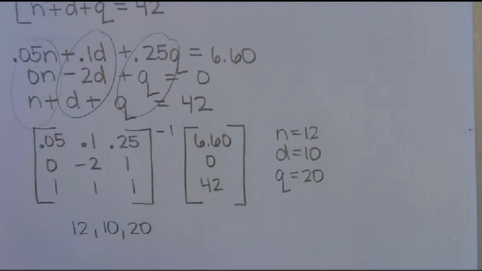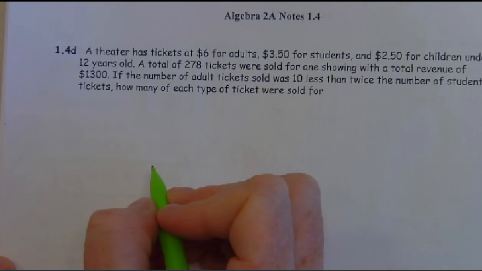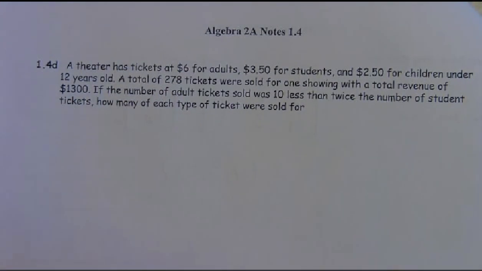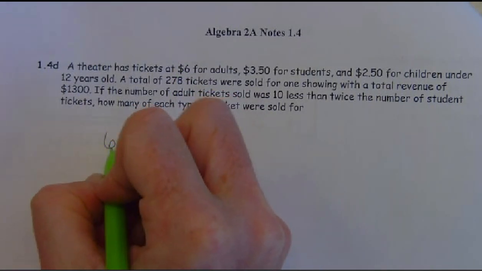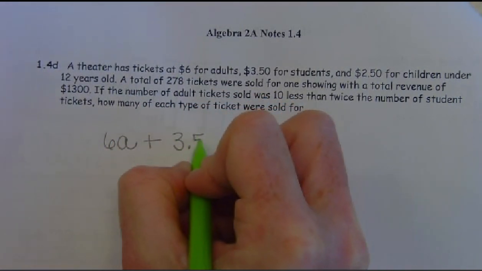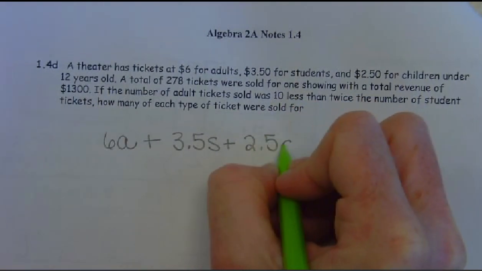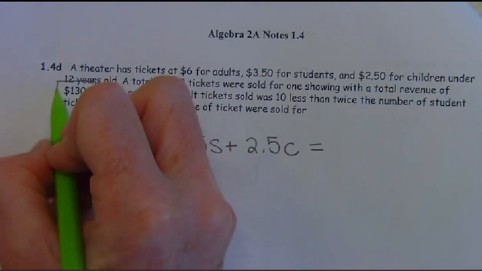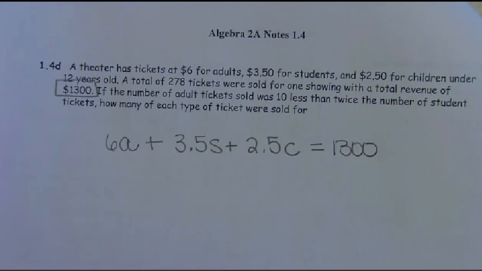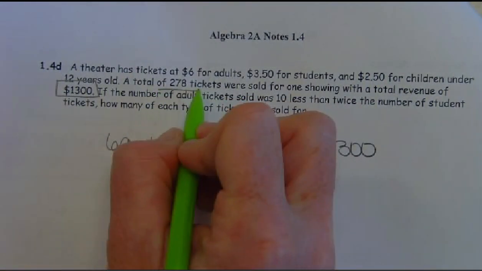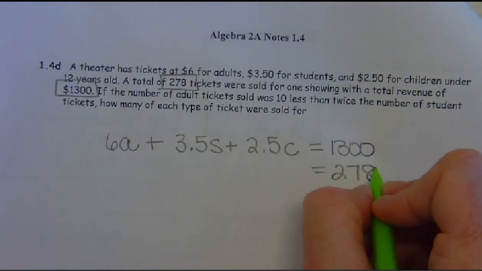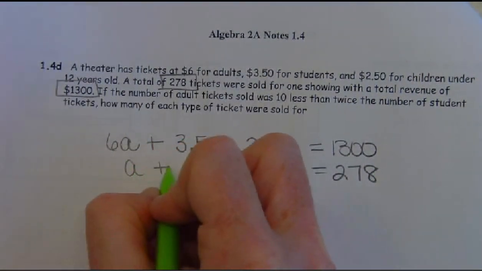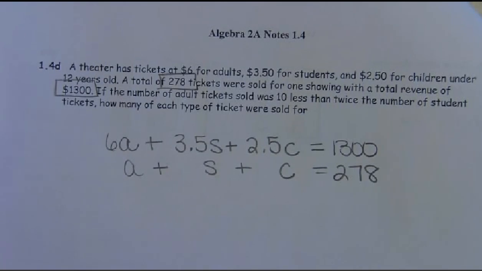All right, let's try one more example. If you flip your page. So on our last example, we are going to talk about how to do this one more time with matrices. It says a theater has tickets that are $6 for adults, $3.50 for students, and $2.50 for children. Okay, that total equals $1,300. I also have another total of 278 tickets, and those are adult and student and children.